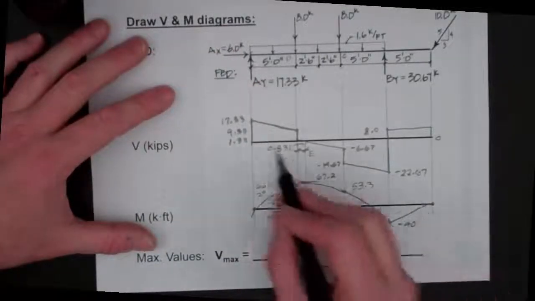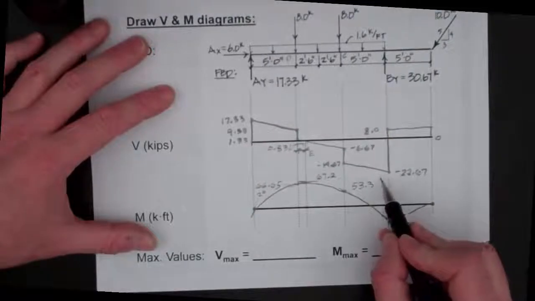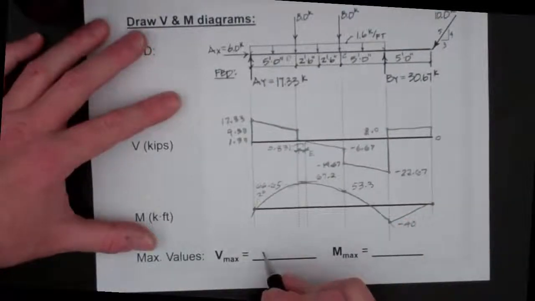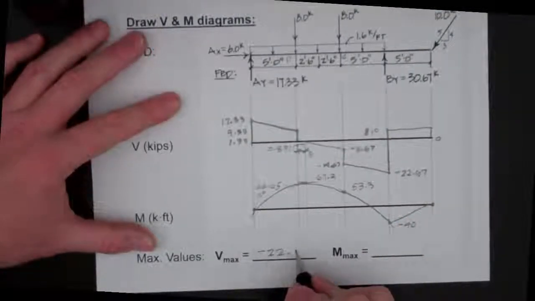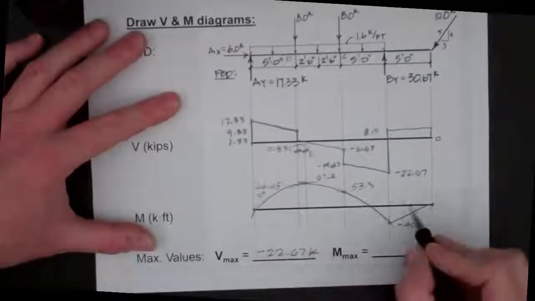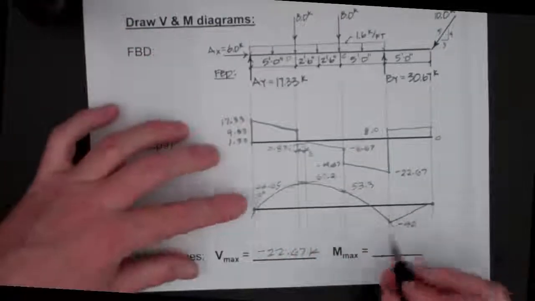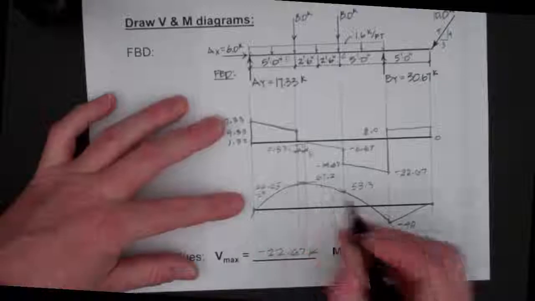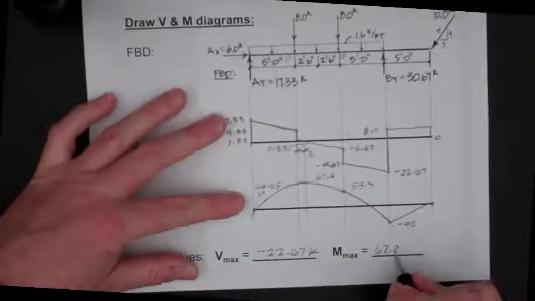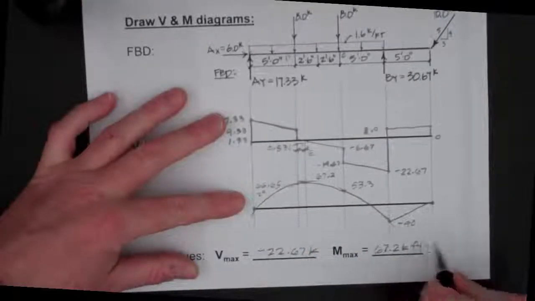For later use, we can label the max shear and moment that we found based off of our diagram. So for the shear, it's going to be a negative 22.67 kips, and our moment is going to be here at 67.2 kip feet.